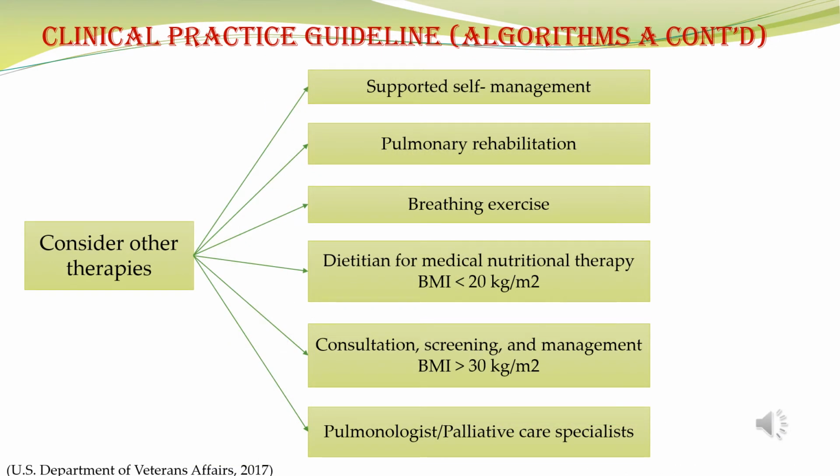Another suggestion from the clinical practice guidelines is to provide other therapies for patients, which include providing supported self-management for selected high-risk patients, offering pulmonary rehabilitation to stable patients with exercise limitation despite pharmacologic treatment, offering breathing exercise to patients with dyspnea that limits physical activity, referral to a dietitian for medical nutritional therapy recommendation to support patients who are malnourished or BMI less than 20, offering consultation, screening, and management of overweight and obesity for patients whose BMI is greater than 30, and referral to a pulmonologist or palliative care specialist when appropriate for patients who are at the end of life.